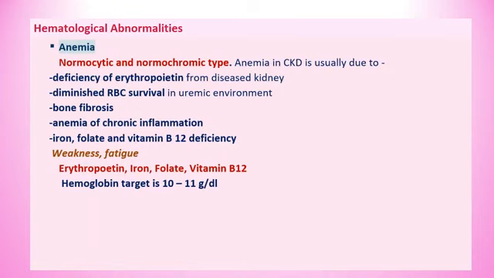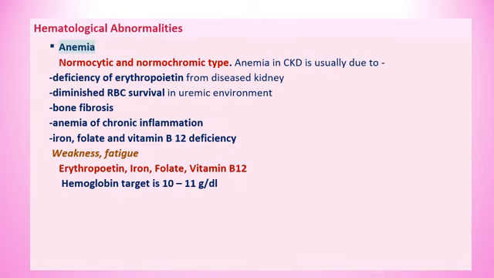Now come to the hematological abnormalities. Anemia, normocytic normochromic type. Anemia in CKD is usually due to number 1, deficiency of the erythropoietin from diseased kidney. Number 2, diminished RBC survival in uremic environment. Number 3, bone fibrosis. Number 4, anemia of chronic inflammation. Number 5, iron, folic acid and vitamin B12 deficiency.